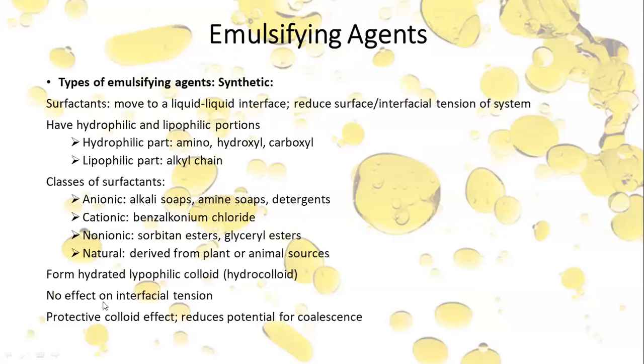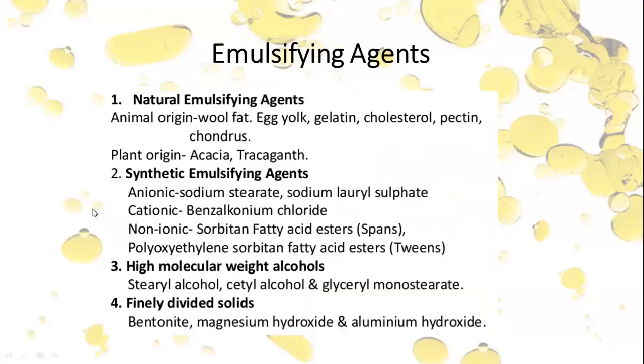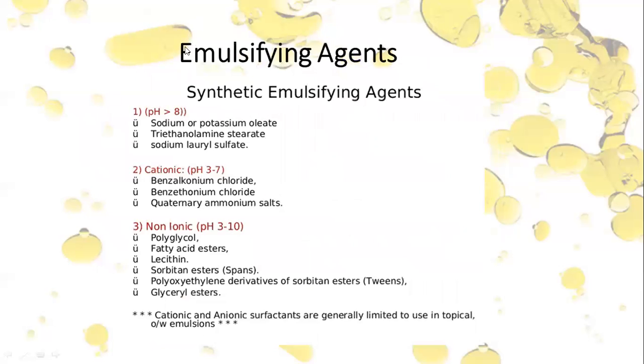I've told you the natural part. They come from vegetable sources and animal sources also. Okay. From natural emulsifying agents, of animal origin: wool fat, egg yolk, gelatin, cholesterol, and from plant origin: acacia, tragacanth, agar, pectin, starch, Irish moss, etc. Here, the synthetic emulsifying agents. See, the synthetic emulsifying agents are three types. First one is anionic, then cationic, and non-ionic.